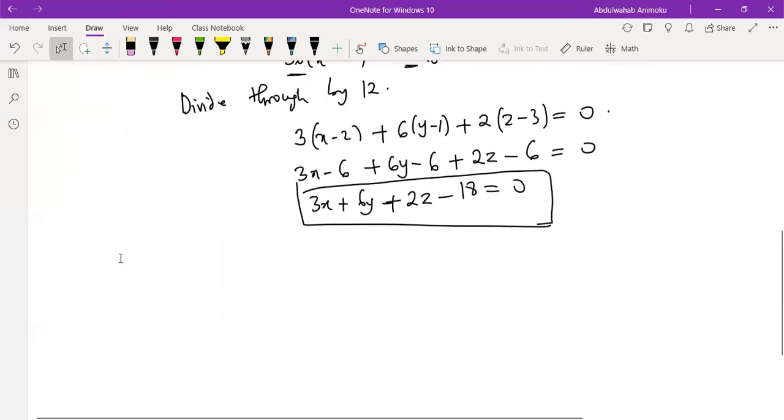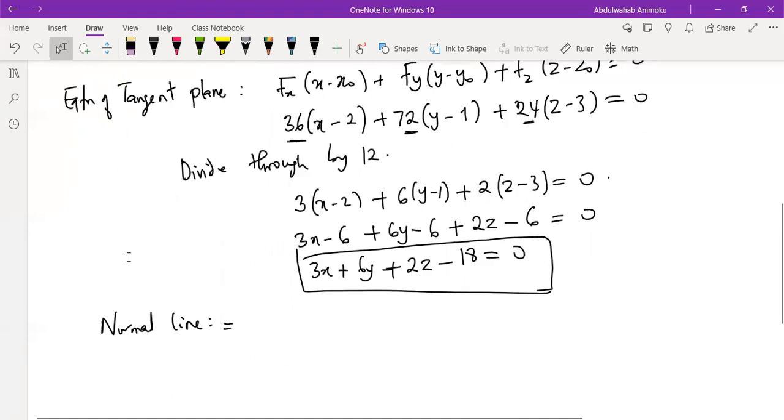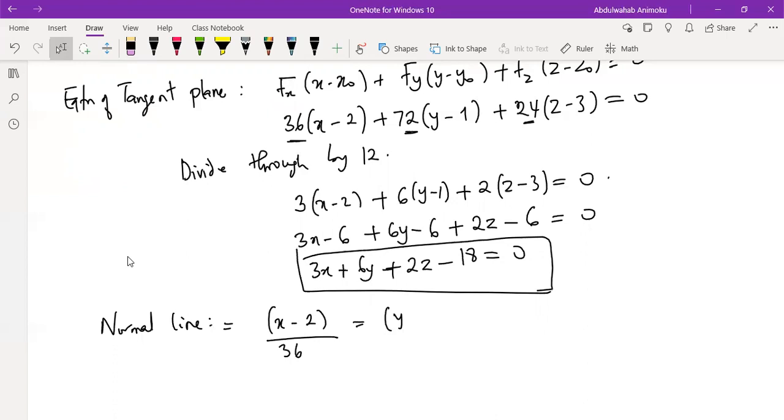So this would give us the equation of the tangent plane at that point to the ellipsoid. Okay, now the normal line, which is now quite easy to find. The equation of the normal line, remember, is just going to be x minus x naught, so x minus 2 divided by fx, which is 36, then y minus 1 all over 72, which will be equal to z minus 3 all over 24. Right, so this gives us the equation of the normal line.